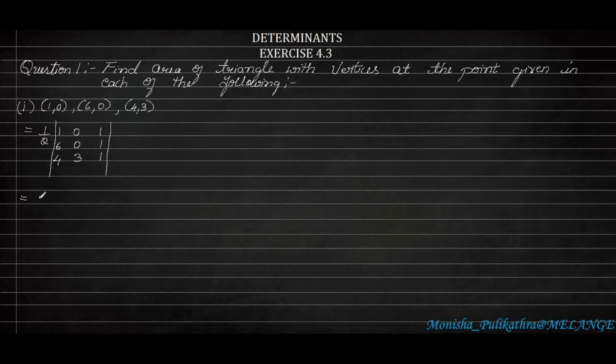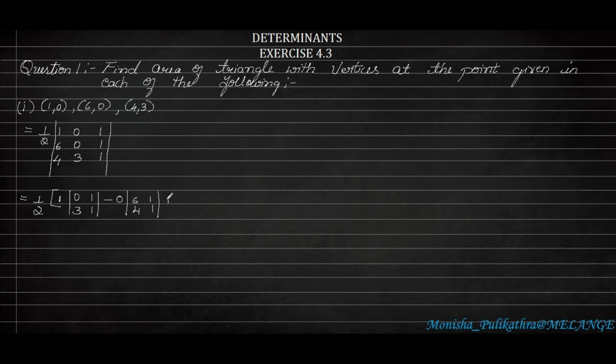So that is half into, here 1 is there. If I take 1, then this row and this column get cancelled. The remaining will be 0, 1, 3, 1. When we take the middle term, we have to insert a minus here. So minus 0. When I take it, this column and this row get cancelled. Remaining will be 6, 1 and 4, 1.